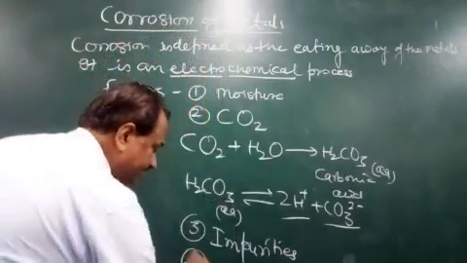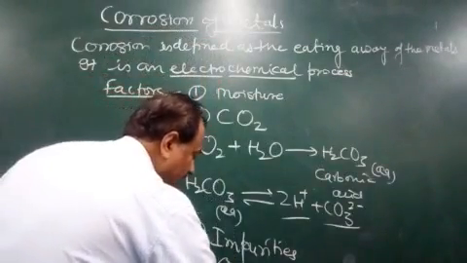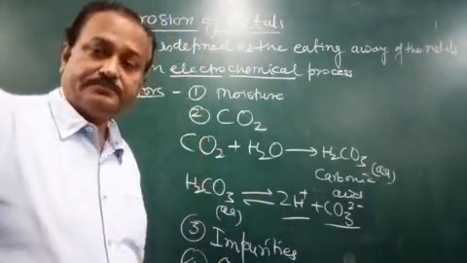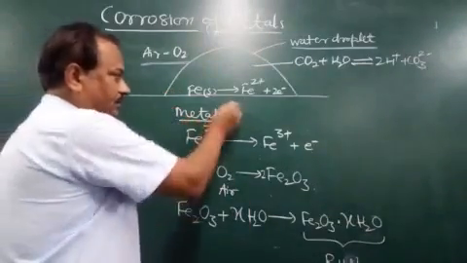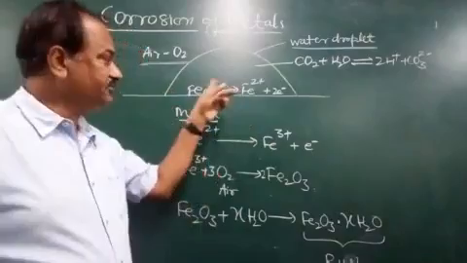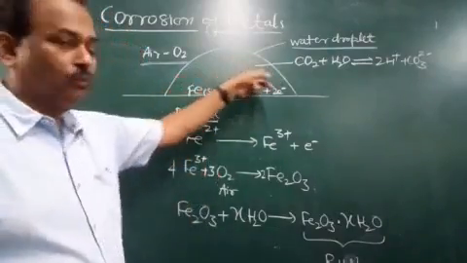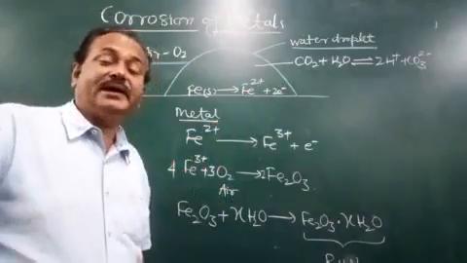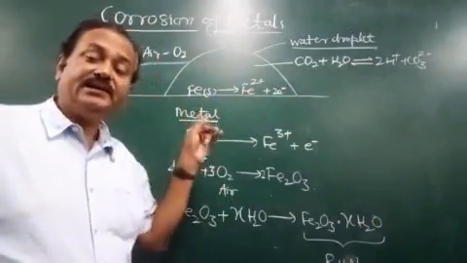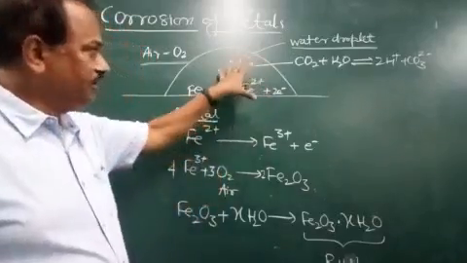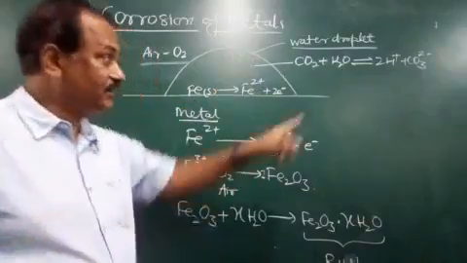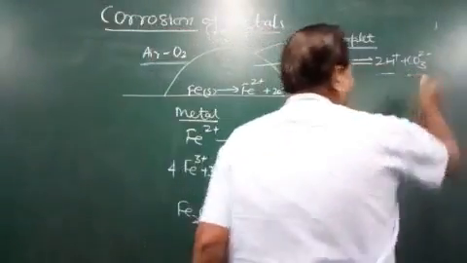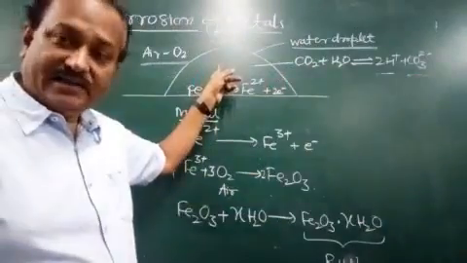Now, the fourth factor is oxygen. Oxygen also plays a very important role in corrosion. See, this is the surface of metal. On the surface of metal, there is a water droplet. This has been drawn as it is seen through a microscope, at a microscopic level. Water droplets are on the surface, and carbon dioxide gas is dissolved to form the hydrogen ion and carbonate ion. So inside, the ions are present.